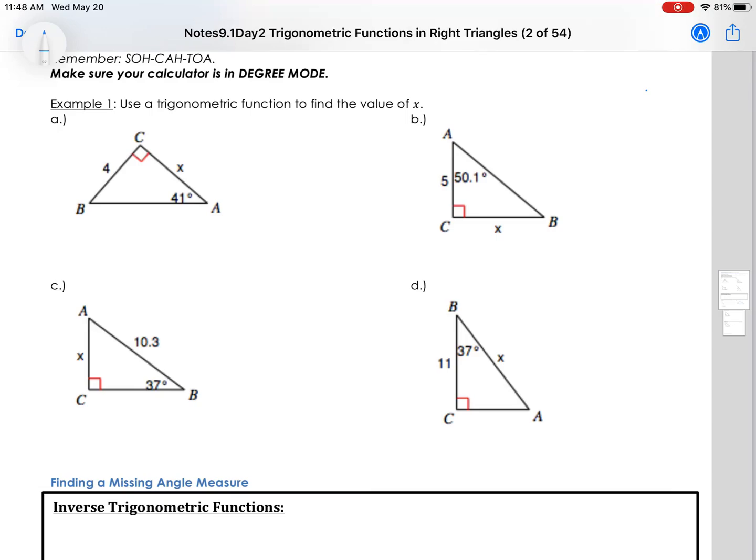All right, so now we are moving more into the trig part of it. So we have to remember our SOHCAHTOA. We're still solving for triangles, but now we're going to actually use the trig. So the most important thing is on your calculator, you have to make sure you are in degree mode.